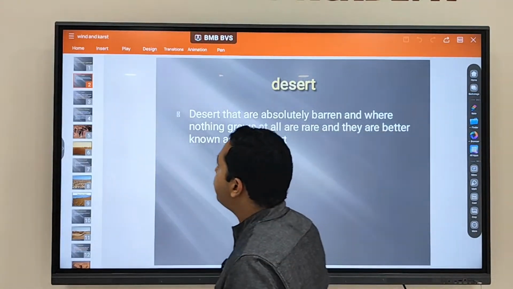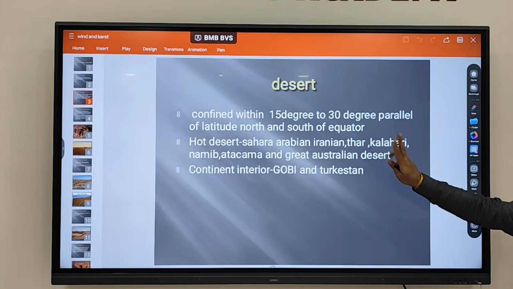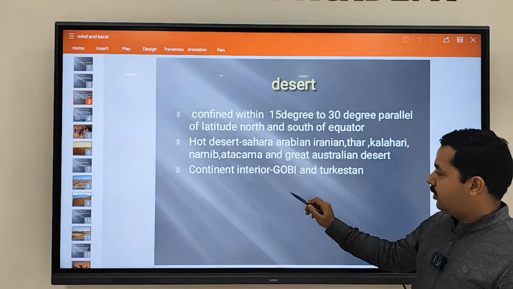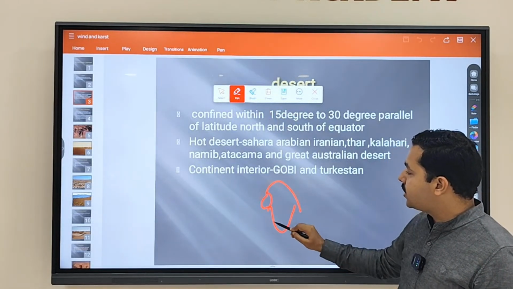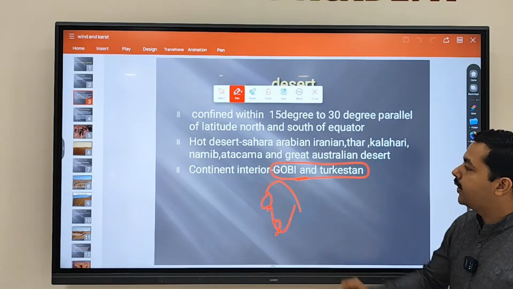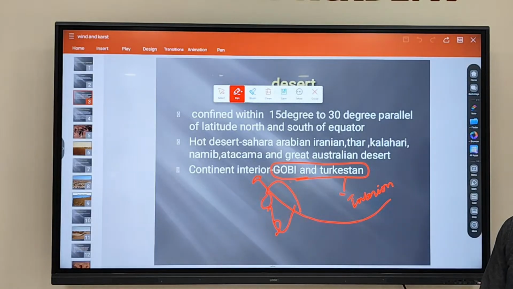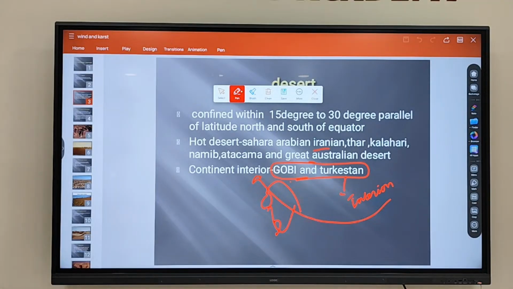So now remember this particular part. This is what it is saying over there. Most of the deserts are confined between which latitudes? 15 to 30 degree latitude north and south of the equator. Hot deserts: Sahara, Arabian, Iranian, Thar, Kalahari, Namib, Atacama, all these names we have discussed. There are certain deserts which are not found on the margins. Like we discussed, most deserts are found on the margins, but certain deserts are found in the interior, like the Gobi Desert, which lies in China. So it is an interior desert, called a continental desert, not a coastal desert. Most of these are coastal deserts, but this is a continental desert. Note this particular point, that most of the hot deserts lie between 15 to 30 degree latitude.